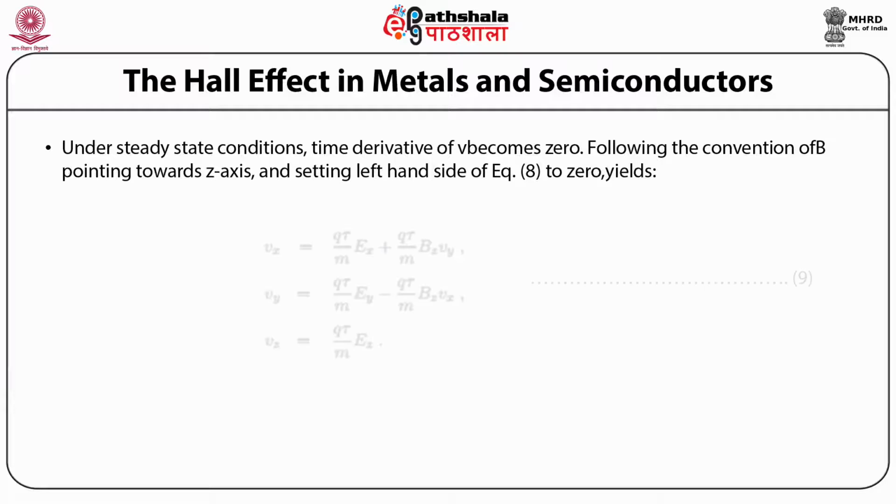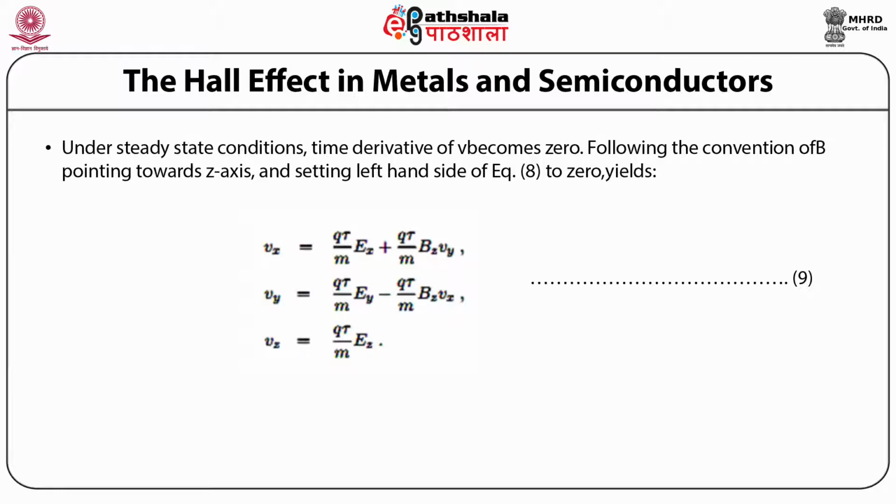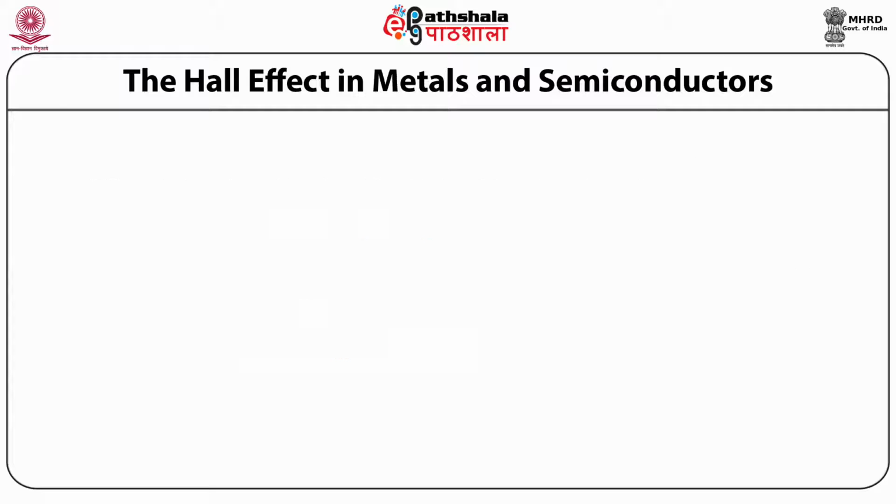This yields Vx = (q tau/m) Ex + (q tau/m) Bz Vy. Vy = (q tau/m) Ey - (q tau/m) Bz Vx. Vz = (q tau/m) Ez. This is represented as equation 9.